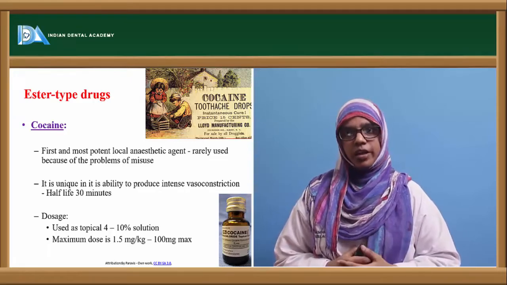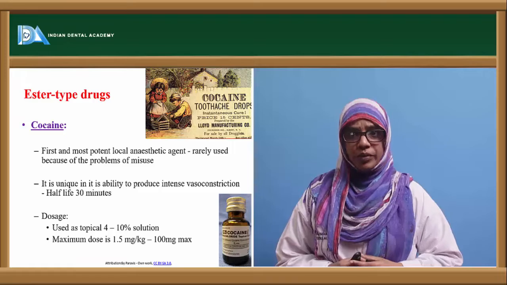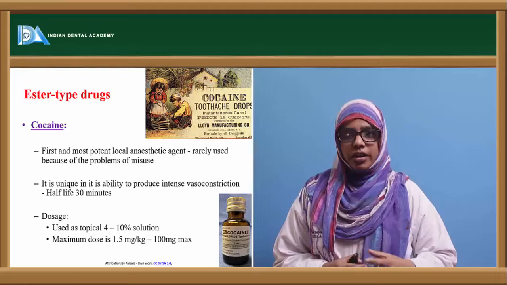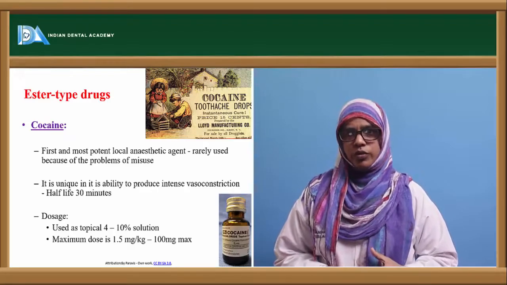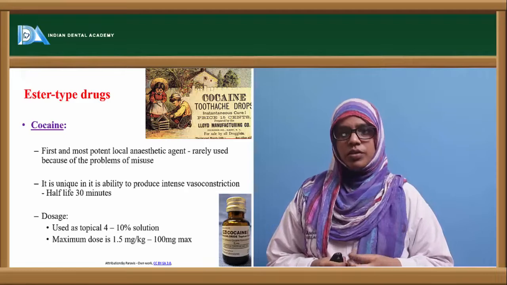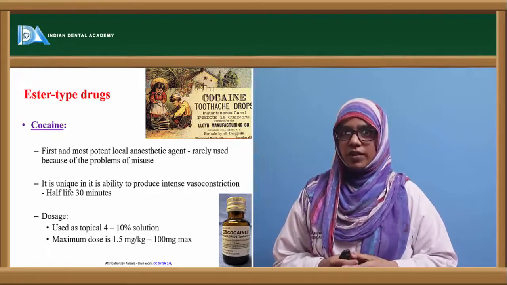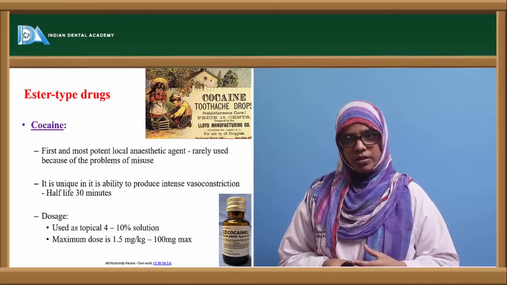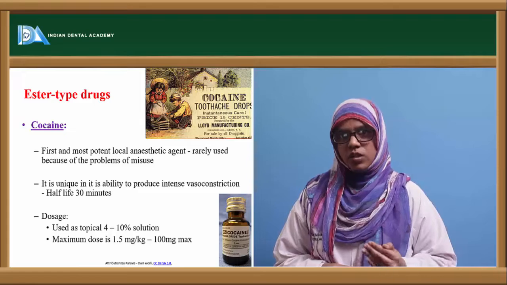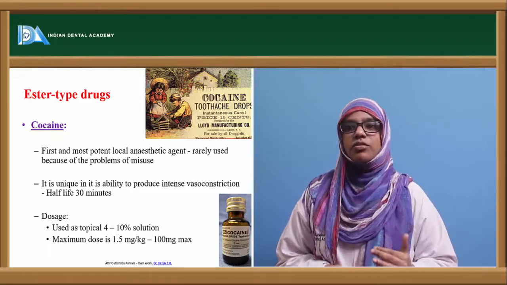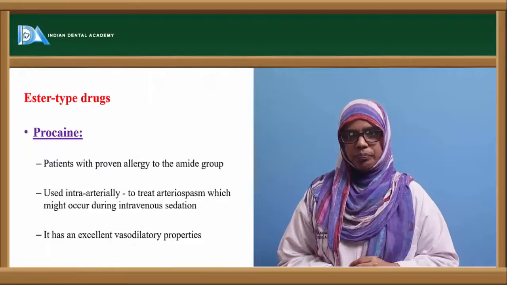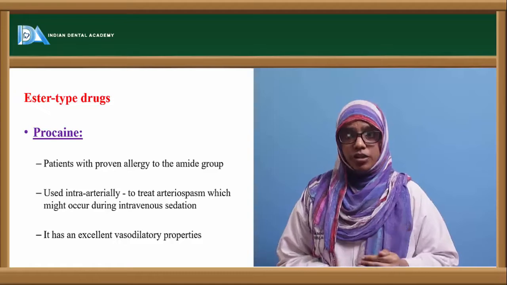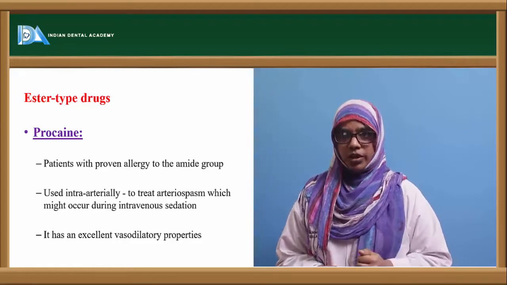We begin with the ester type of drug, that is cocaine. It is the first and the most potent local anesthetic agent, rarely used because of its problem of misuse. It is unique in its ability to produce intense vasoconstriction, and its half-life is around 30 minutes. The dosage available is a topical 4 to 10% solution. The maximum dose that can be used is 1.5 mg per kg, that is around 100 mg. Now the next is procaine. In a patient with proven allergy to the amide group, you can use procaine.